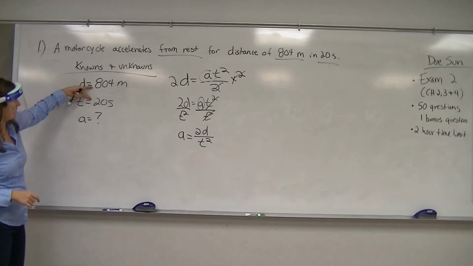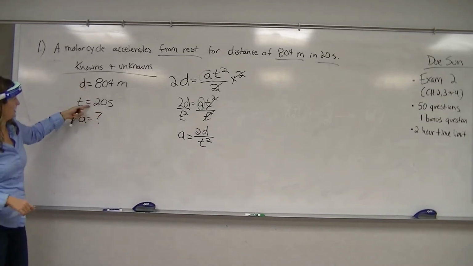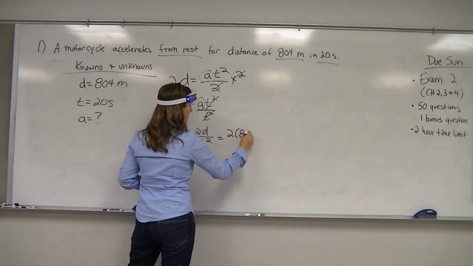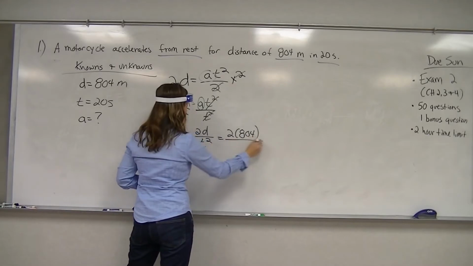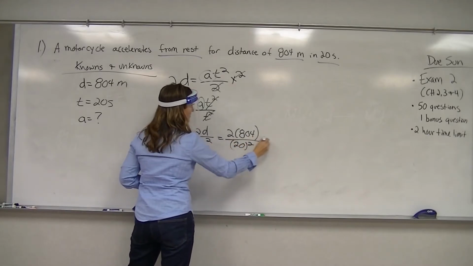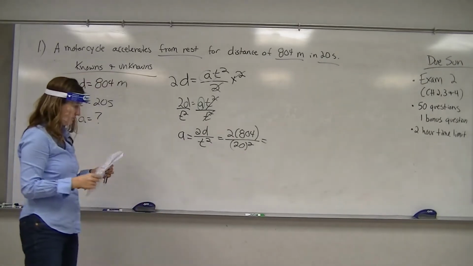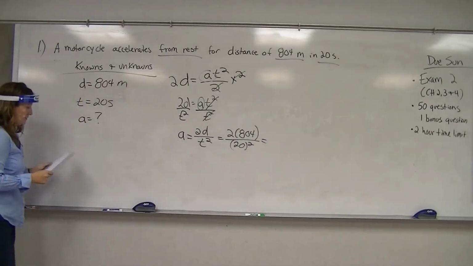Now I can plug in my numbers. I put 804 in for my D, and then the 20 in for my T. So it becomes 2 times 804 divided by 20 squared. And fortunately for me, it's only one sig fig.